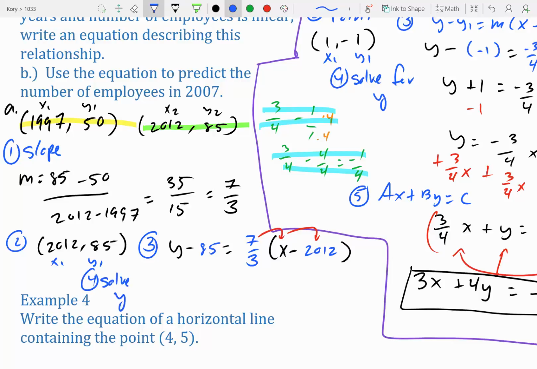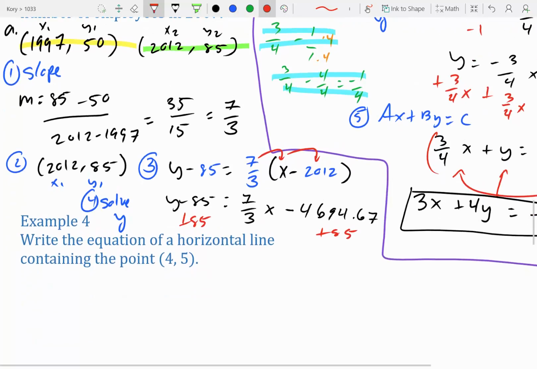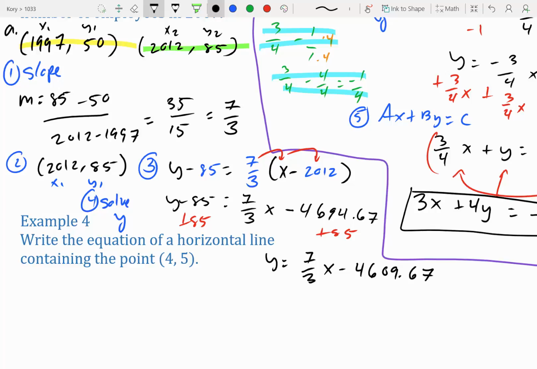We solve for y by multiplying 7 over 3 by x minus 2012. So we have y minus 85 equals 7 over 3x minus 4,694.67. We're going to add 85. So we have y equals 7 over 3x minus 4,609.67. Now that's the answer to A.